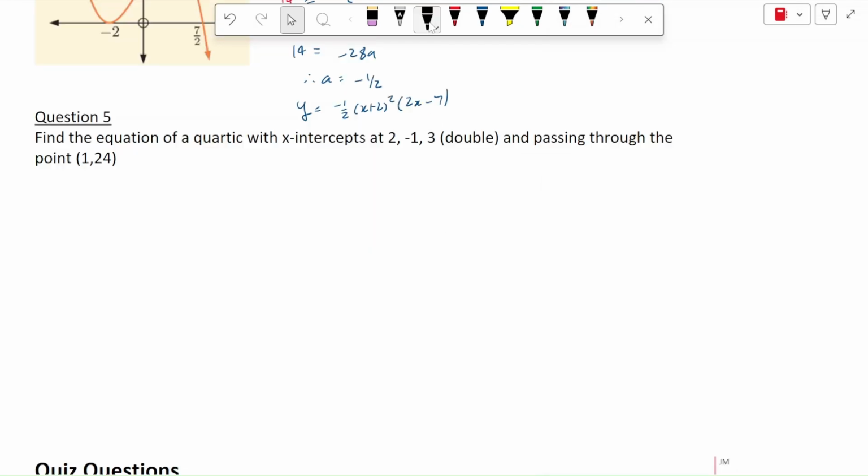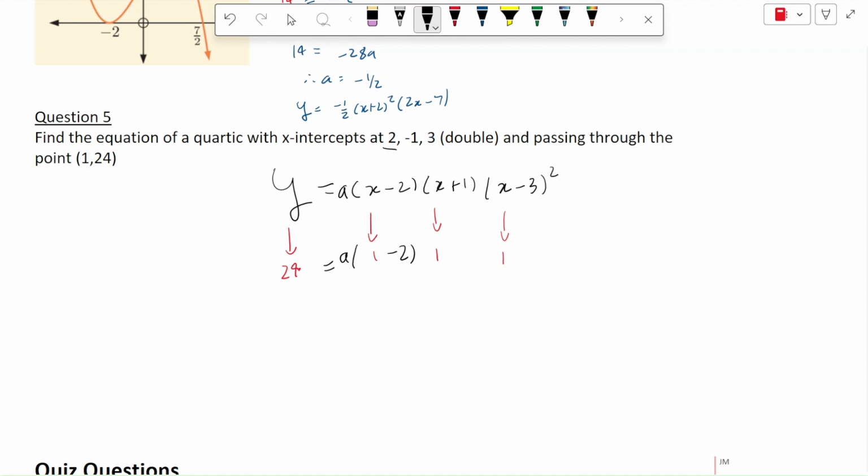And next up, we just have this one, which is a worded problem, but it's the same sort of process. So the x-intercepts tell us x take 2 is a root, x plus 1 is a root, and x take 3 squared, because it's a double root, is a root. So then we're going to do this one. y is 24, x is 1 in all spots, and we'll sub that in and see what happens. We also need an a there because we've got to work out what that scaling factor is.